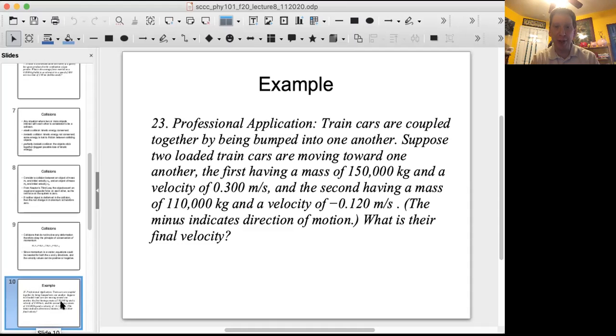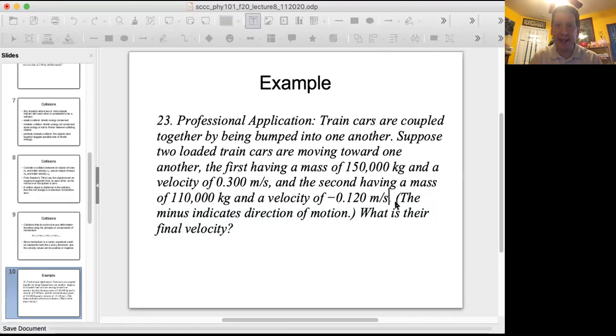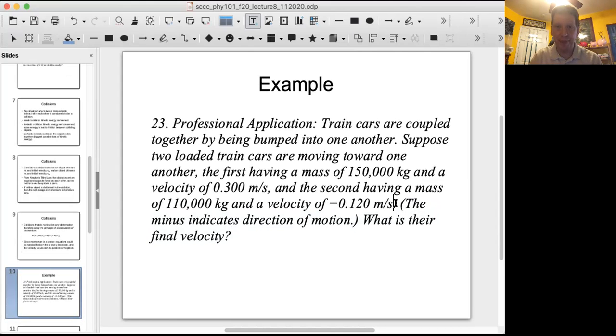Suppose two loaded train cars are moving towards each other, the first having a mass of 150,000 kilograms and a velocity of 0.300 meters per second, and the second having a mass of 110,000 kilograms and a velocity of negative 0.120 meters per second. The minus indicates direction of motion. So again, keeping track of positives and negatives. We'll say the first one's moving to the right and the second one is moving to the left. What is their final velocity?